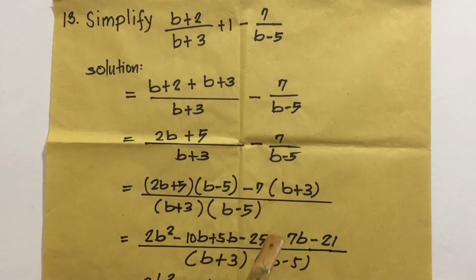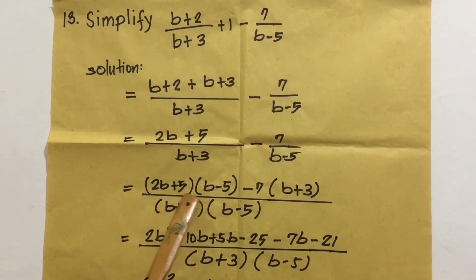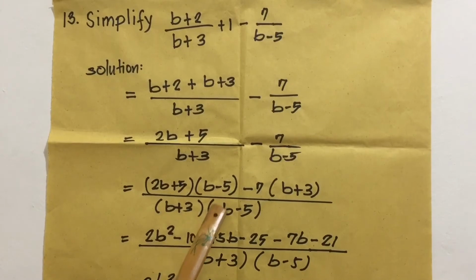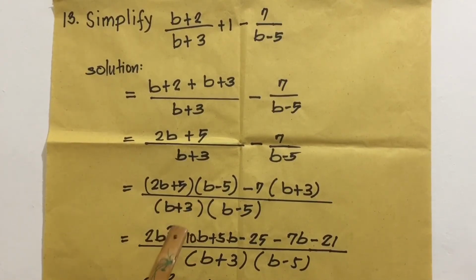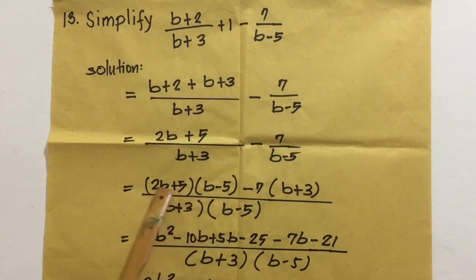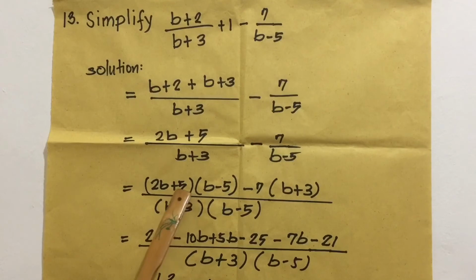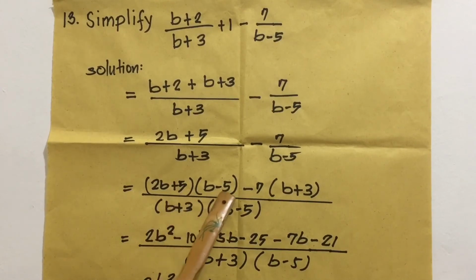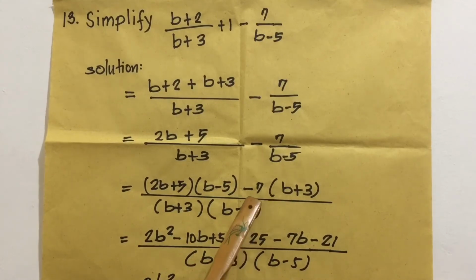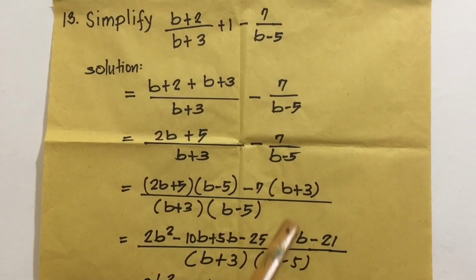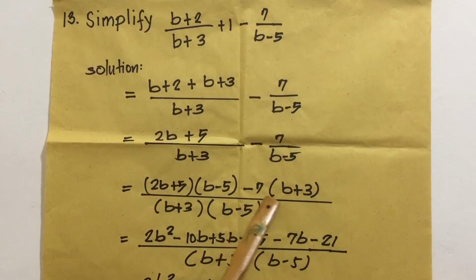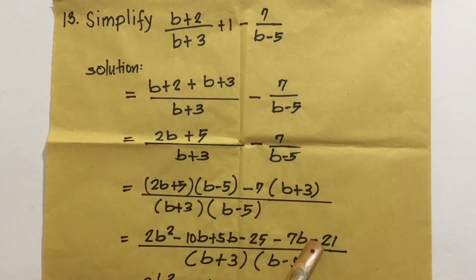And next we're going to simplify 2b plus 5 times b plus negative 5. 2b times b equals 2b squared. Then 2b times negative 5 equals negative 10b. Then 5 times b equals 5b. Then 5 times negative 5 equals negative 25. Negative 7 times b equals negative 7b. Then negative 7 times positive 3 equals negative 21.